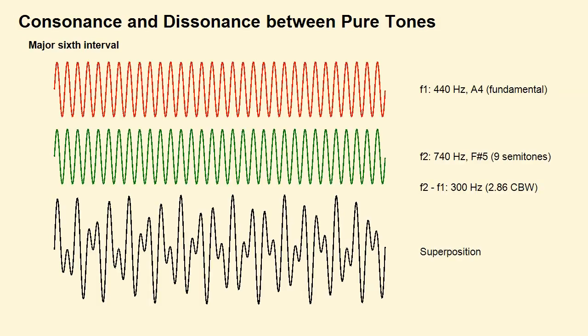The screen shows the details of the reproduction of the major sixth, diminished seventh interval, in which the second sound is an F-sharp 5, with a frequency of 740 Hz, 300 more than the A4, which corresponds to an extension of 2.86 times the critical bandwidth. The corresponding sounds are reproduced next.